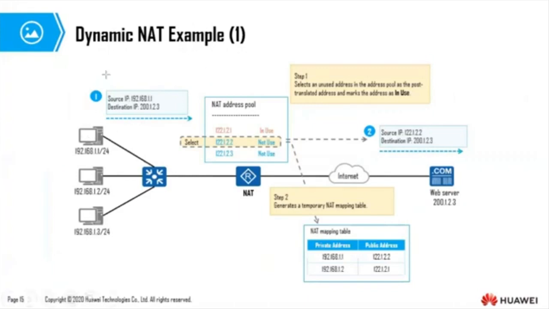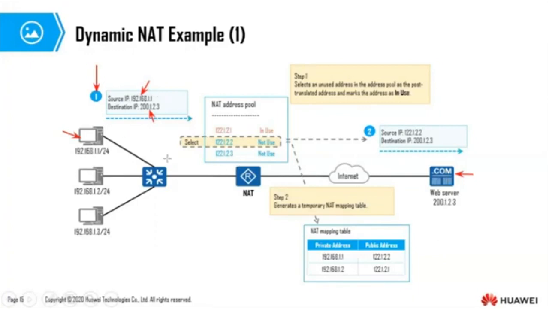Okay, so on step number 1 here, this guy, 192.168.1.1, wants to communicate to the web server. So it's going to send a packet. Source address, its own IP address. Destination address, the IP address of the web server.